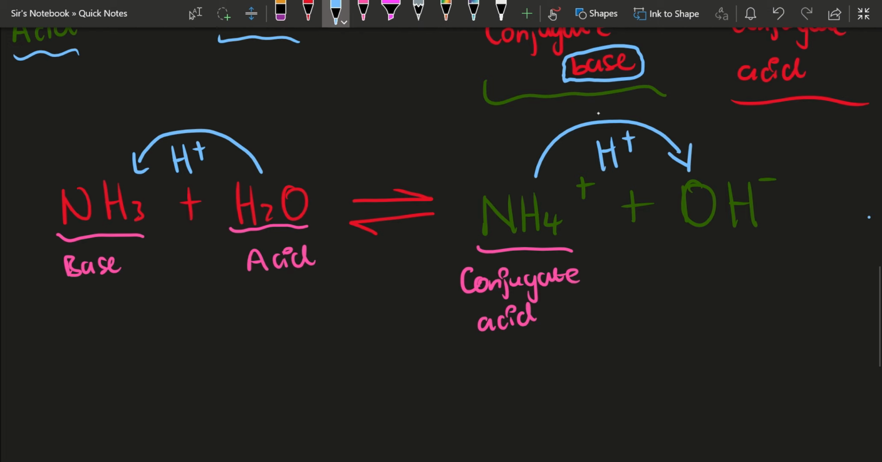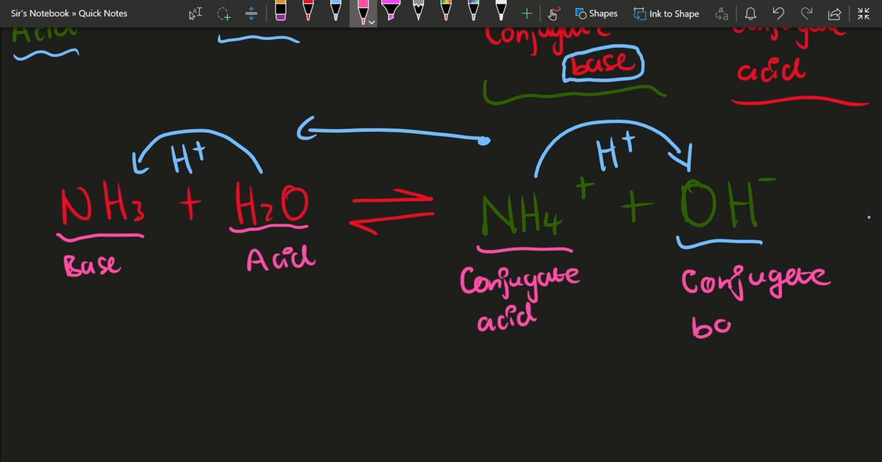So what happens? When I read the reaction from right to left, NH4+ gives a proton to the OH minus ion, and then what forms? Water and ammonia, right? So in this case, NH4+ acted as an acid and gave this guy a proton. So what is this guy in this case? The hydroxide ion in this particular case was a conjugate base.